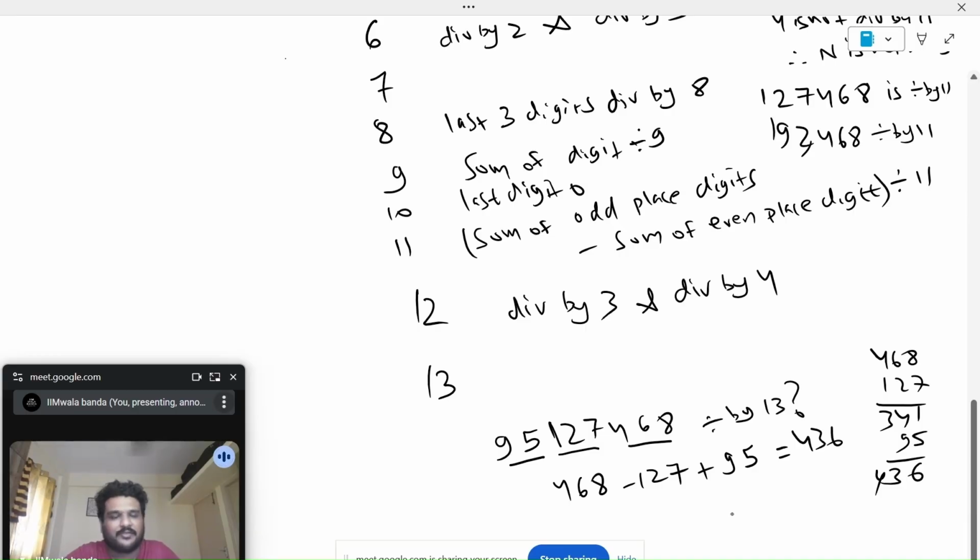So now this we can check. So 13, 26, 39, 52. So I know 3s are 39. So 46. Again, 3s are 39. So 7 is the remainder. So this is not divisible. That's why this is also not divisible.